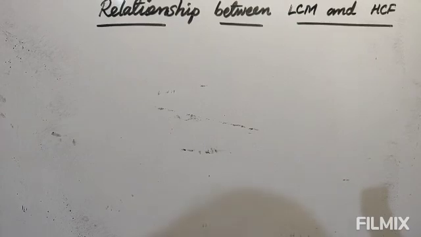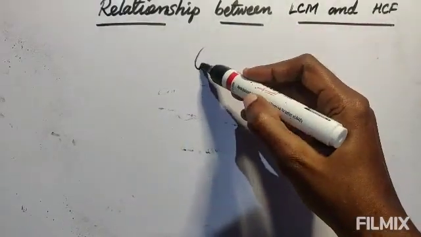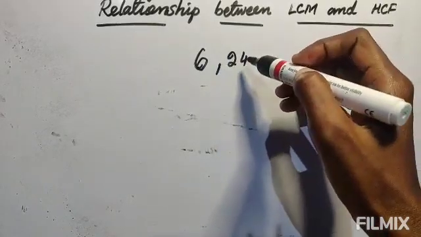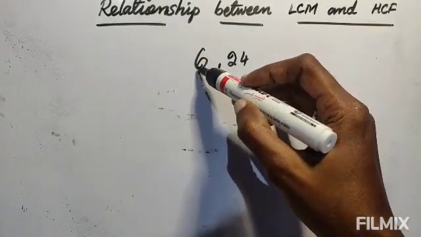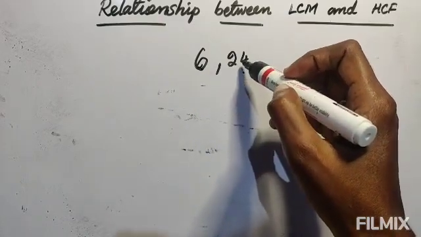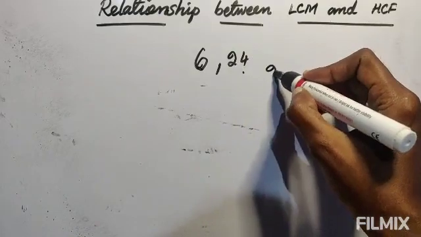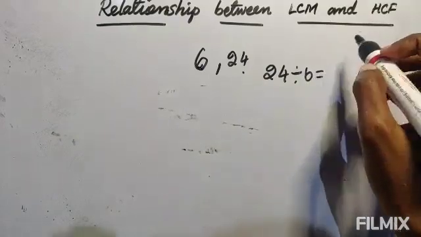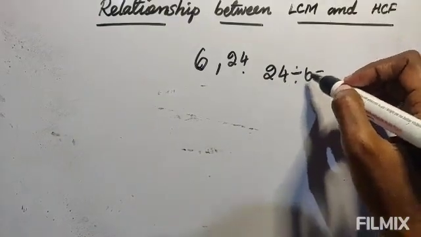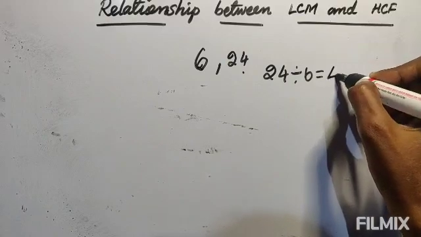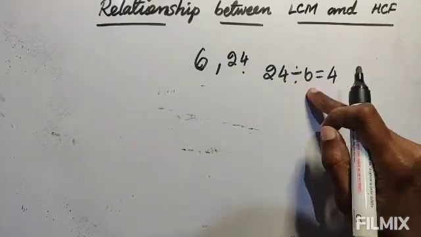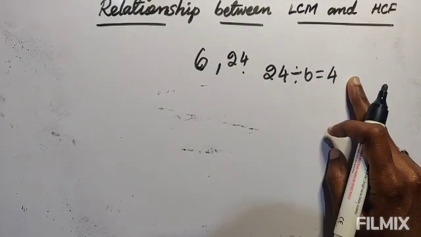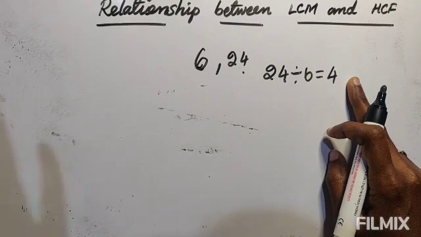Suppose there are two numbers. I am giving you an example now, 6 and 24. This is the smaller number and this is the bigger number. Now divide the bigger number by the smaller number. So 24 divided by 6. How many 6s are 24? 4 sixes are 24. So you can divide the bigger number by the smaller number without any remainder. There is no remainder at all.